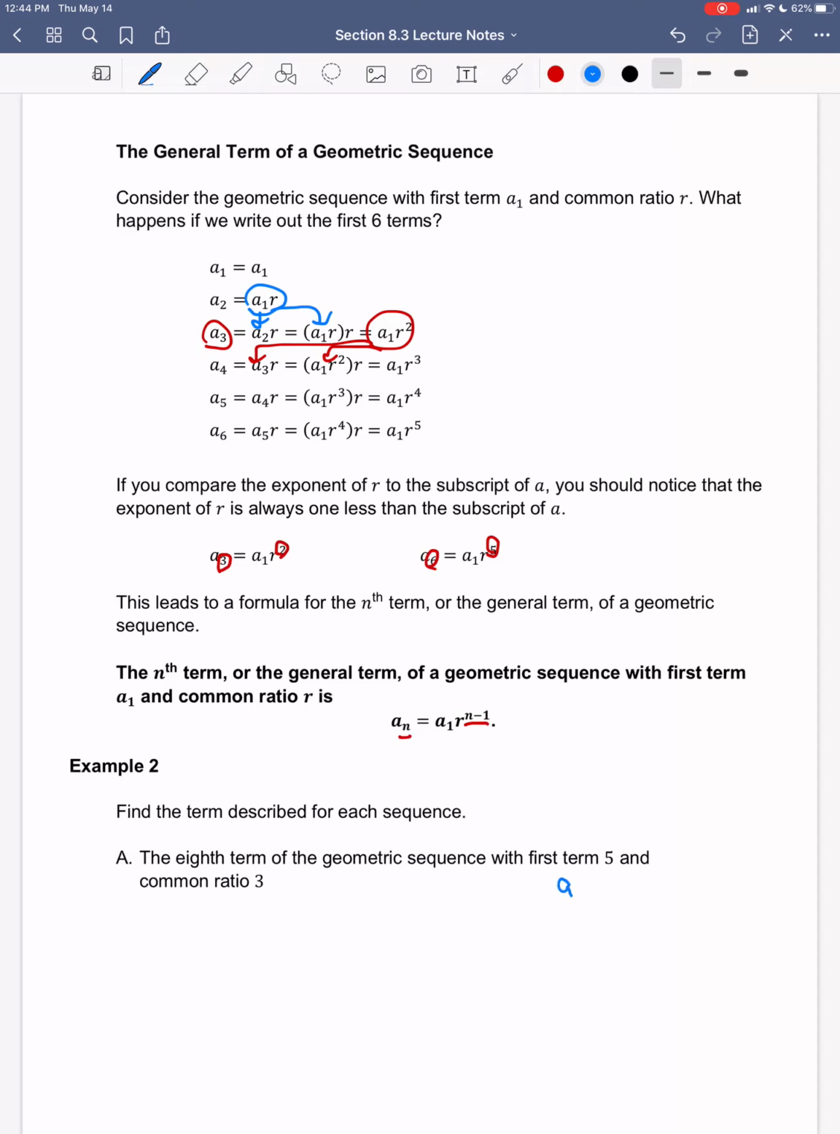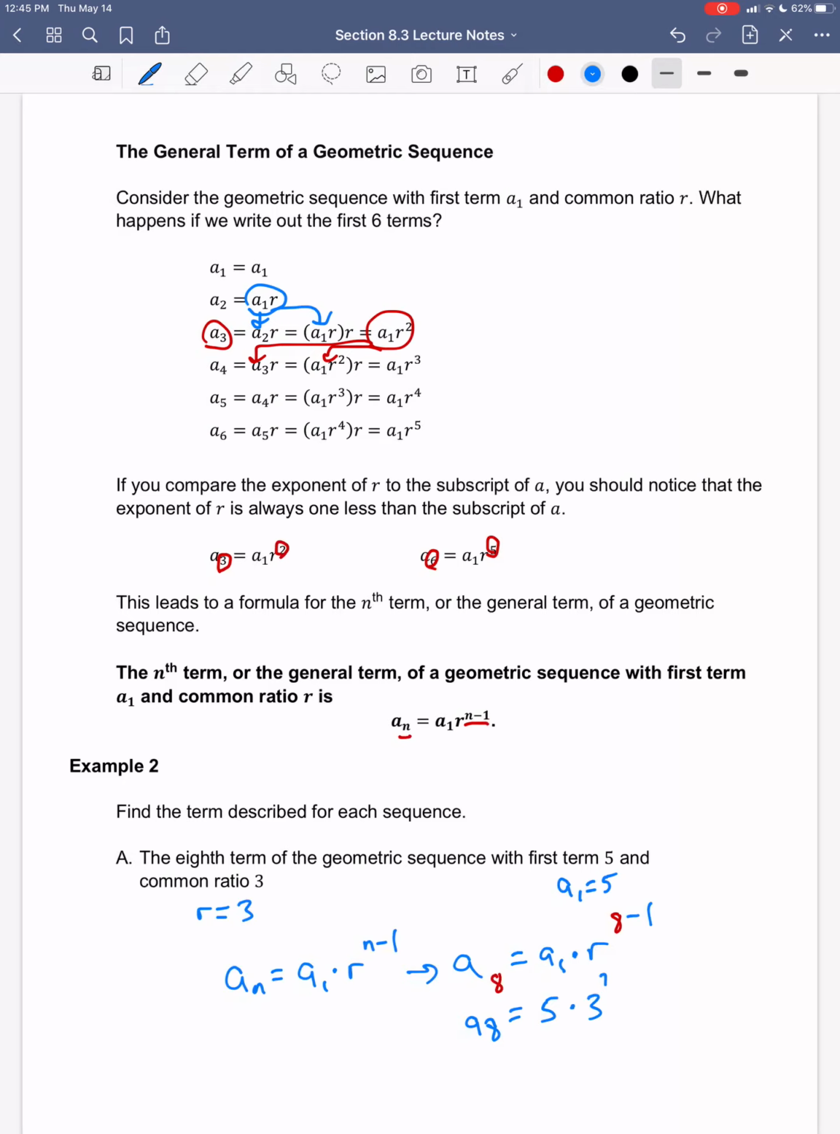So here, in this problem, we've got that a sub 1 is equal to 5, and our common ratio is equal to 3. So a sub n is a sub 1 times r to the n minus 1. If we want the 8th term, we're plugging 8 in for n. So we get a sub 1 times r to the 8 minus 1. So a sub 8, a sub 1 is 5, r is 3. So I get 5 times 3 to the 7th.